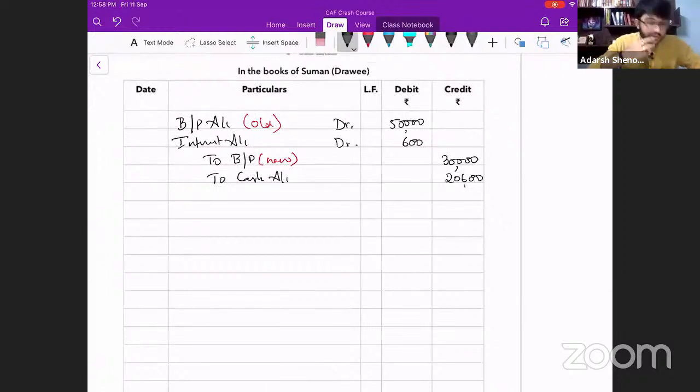Sir, now what if the interest was payable with the new bill and I'm paying only 20,000 right now? What will be the entry? How will it change? Here the cash account will be credited with 20,000 rupees and the new bill amount will be 30,600 rupees. That's all the change will be.